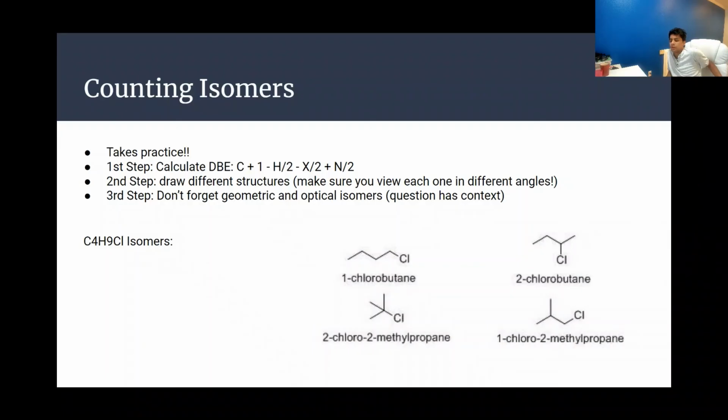The next step is to draw different structures and make sure you view them from different angles, because sometimes molecules that look different are actually the same. And the third step is to not forget geometric and optical isomers, unless the question says to only draw structural isomers.